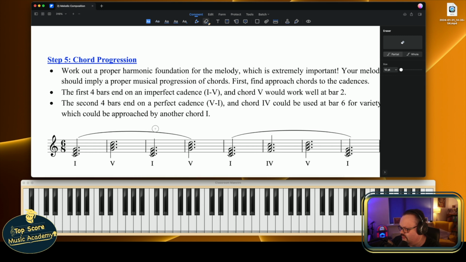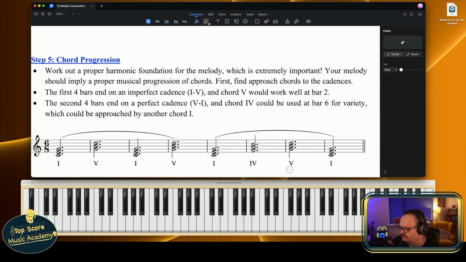The second 4 bars end on a perfect cadence. So again, we do have to put in a chord 5 here, going to chord 1, because that is our perfect cadence. You can't change those chords at all. So our perfect cadence to end our melody is going to end with a 5 at bar 7 and chord 1 at bar 8. The chord that I've chosen for bar 6 is chord 4, just for the sake of variety.